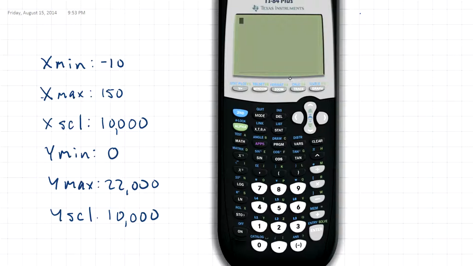If you look at the top part of your calculator where it says window, you hit window. And these values over here are what you're going to input. So for X min, you're going to input -10. And then for X max, 150. For X scale, 10,000. For Y min, it's going to be 0. For Y max, it's going to be 22,000. And for Y scale, it's going to be 10,000.